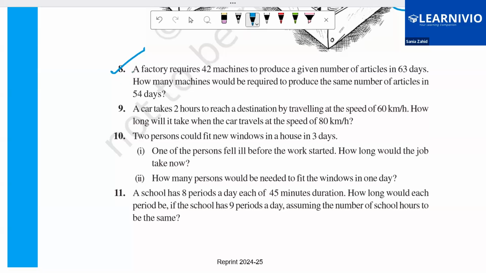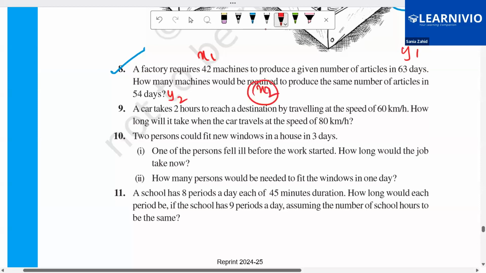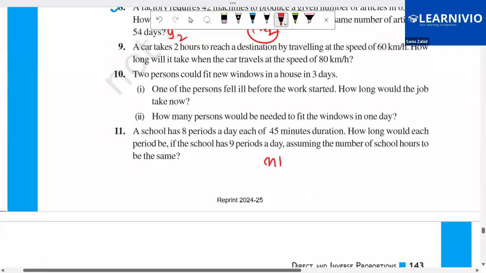Shall we discuss? Done. Yes, ma'am. Okay, please listen, everybody. First of all, it's given a factory requires 42 machines to produce a given number of articles in 63 days. So now I consider the number of machines as X and articles as Y. So I get X1, Y1. How many machines would be required to produce the same number of articles in 54 days? So I have the same number of articles, but the number of days is 54. So Y2 is 54 and X2 I don't know. So I use the formula X1 upon Y2 equals X2 upon Y1.